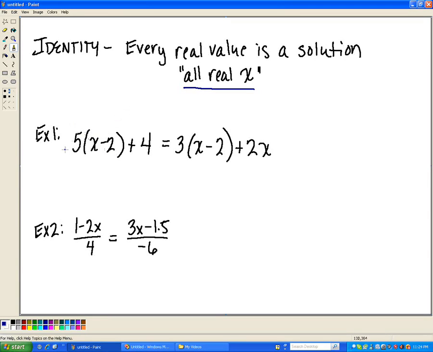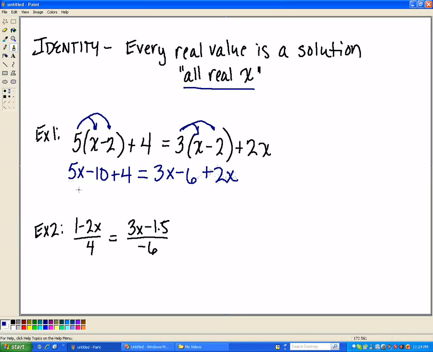So if I gave you this problem and didn't tell you it was an identity, you'd set out to solve it like you normally do. First, we'd want to distribute this 5. We'd end up with 5x minus 10, and we've got our plus 4. And on the right-hand side, we distribute our 3. We'd end up with 3x minus 6 plus 2x.